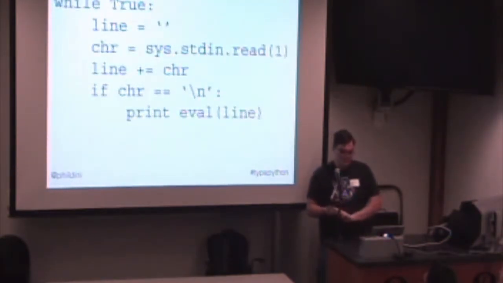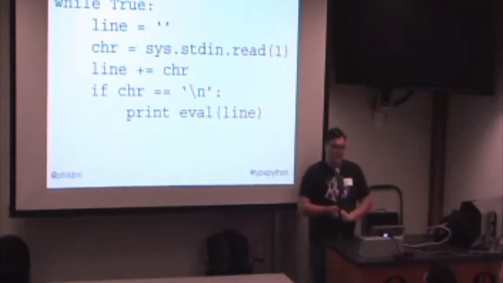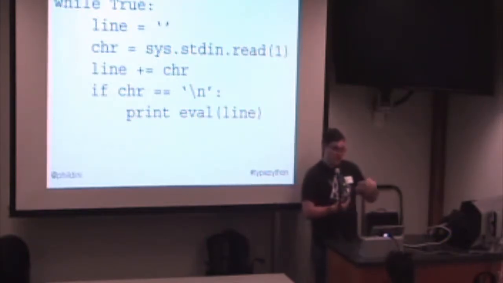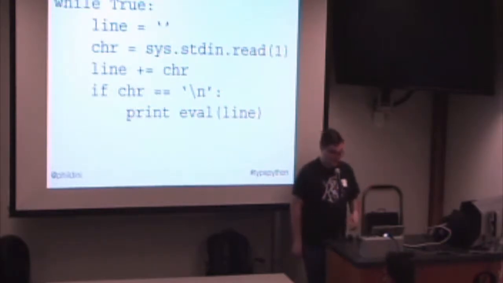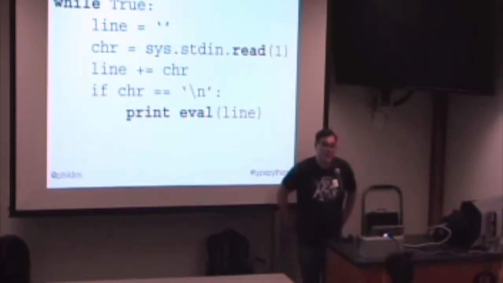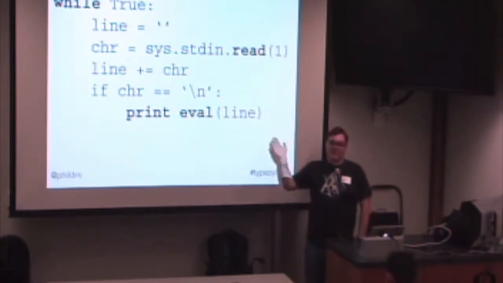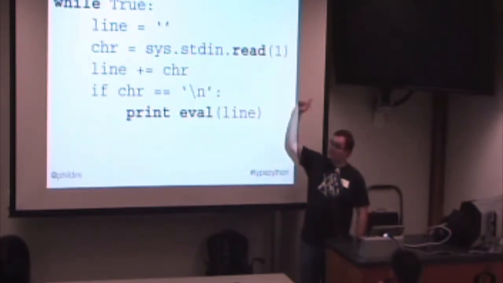You have a loop. You read some characters while you're in that loop, and then you print the evaluation of the line once you're done with it. And I'm being very coy and trying to indicate that if you've heard of a REPL, the read eval print loop, this is probably the simplest algorithm possible for a read eval print loop. That's why those words are bolded.